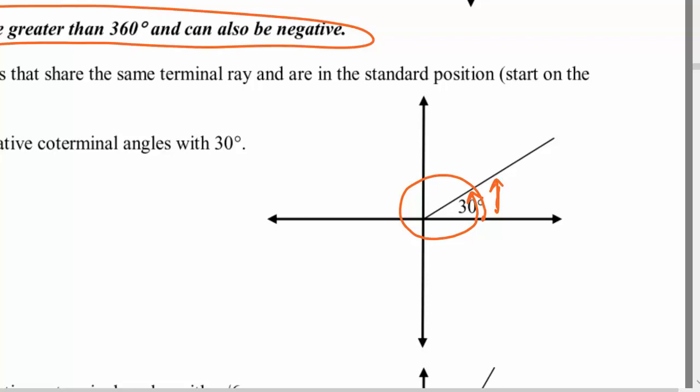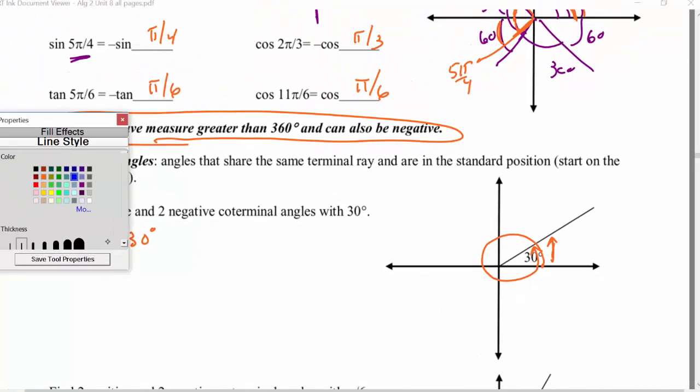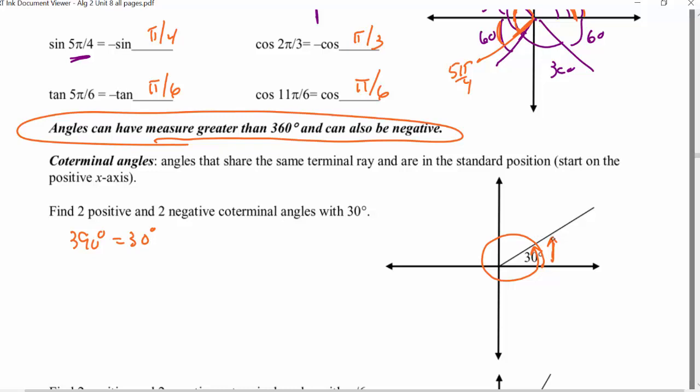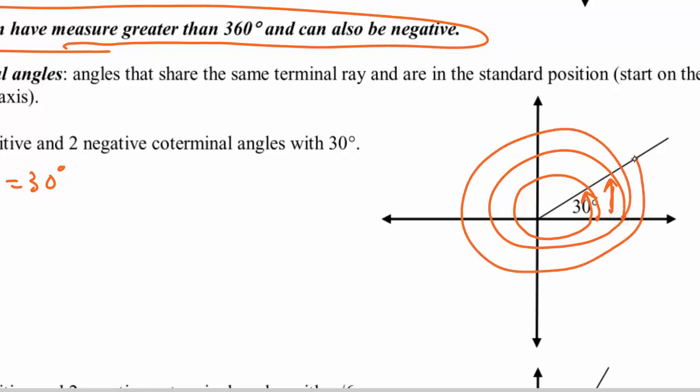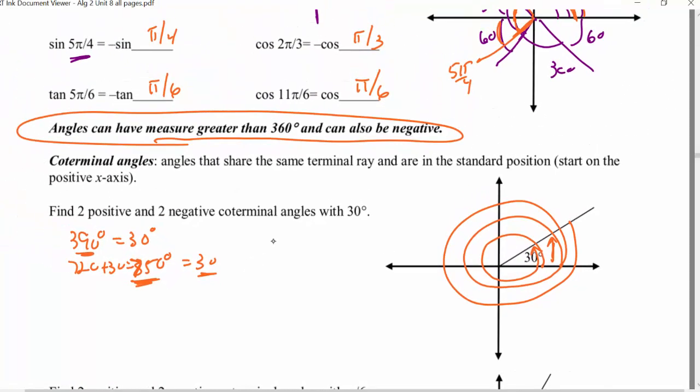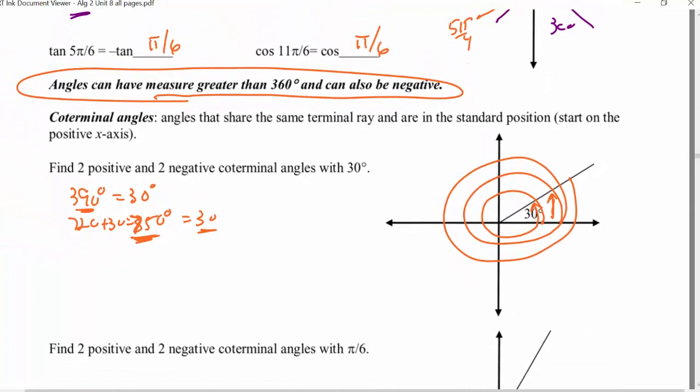So what if I want to do another one in the positive direction? Instead of just going around once, I can go all the way around again, then back. So that would be 720 plus 30, which would be 750 degrees, which is the same as 30. So 390, 750, and 30 are coterminal angles. They all stop at the same point.